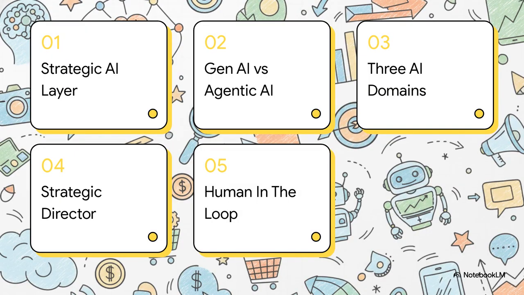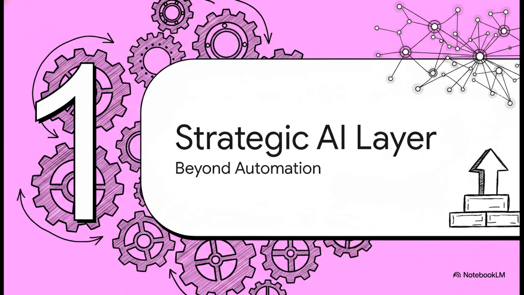Okay, so here is a quick look at our agenda for this module. We're going to cover, number 1, AI as a strategic layer. 2, generative versus agentic AI. 3, the 3 AI domains. 4, the strategic director role. And finally, number 5, the human in the loop. All right, let's get right into it with Section 1, AI as a strategic layer.